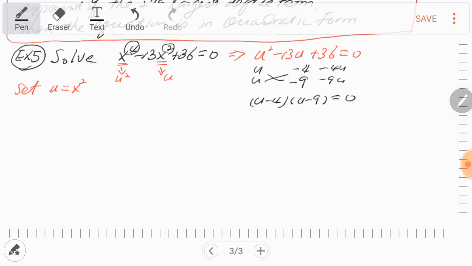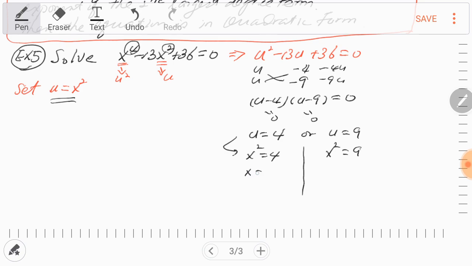So as you can see here, from here we get the u values. U is equal to what? 4 or u is equal to 9. We got the u value, but u is not the one we are looking for. We are looking for x. So now use back substitution. Now u is x squared, so why don't we replace this u with x squared? So x squared is 4, or x squared equals 9. From these two equations, we can find x.